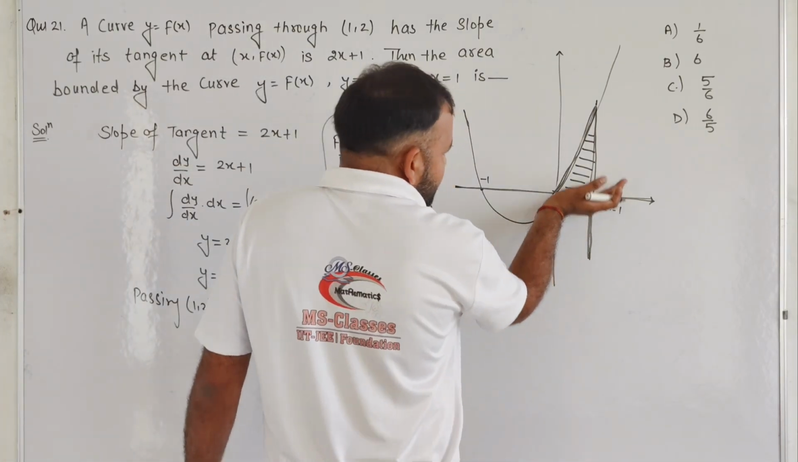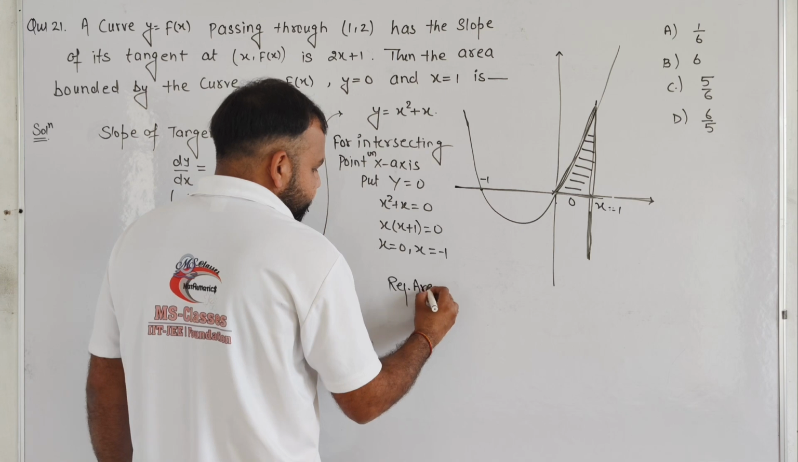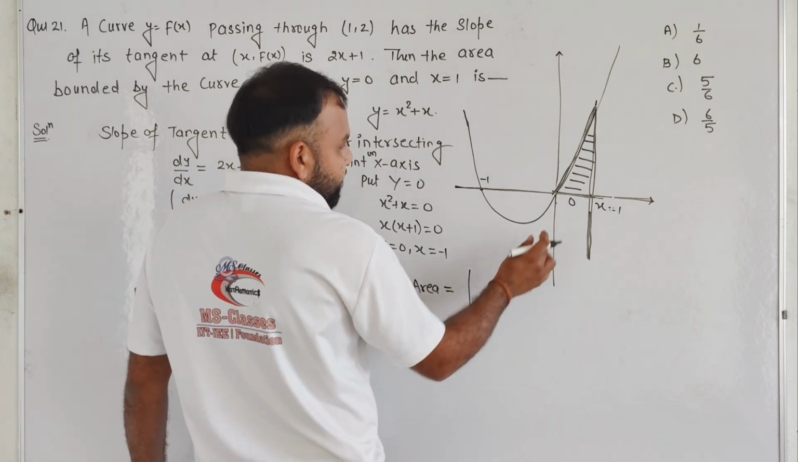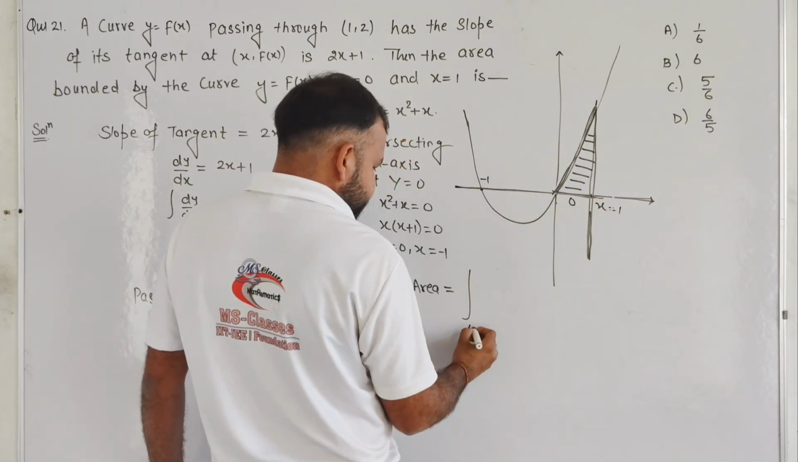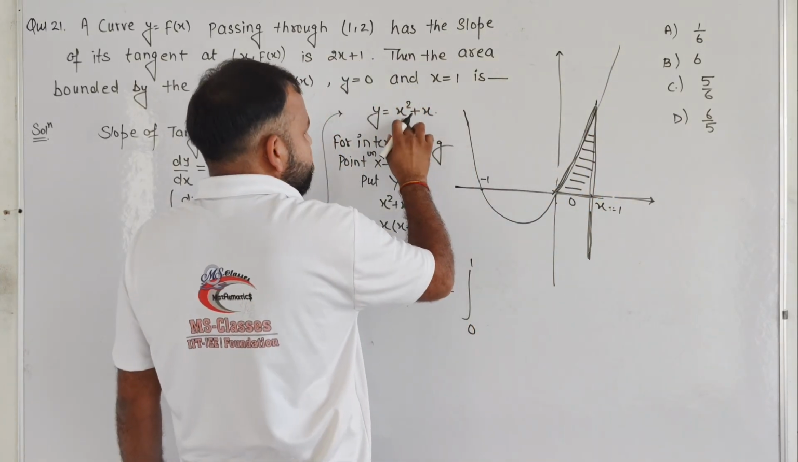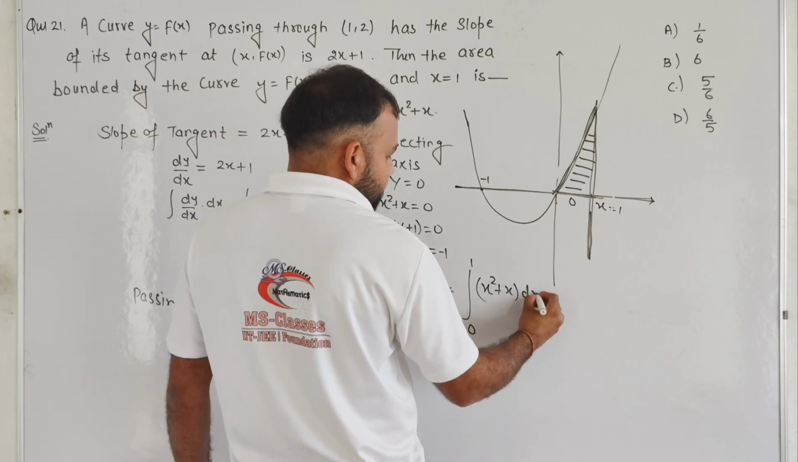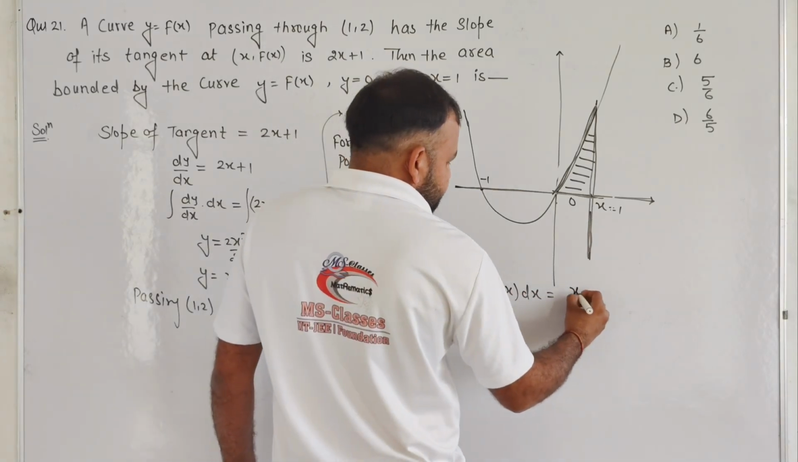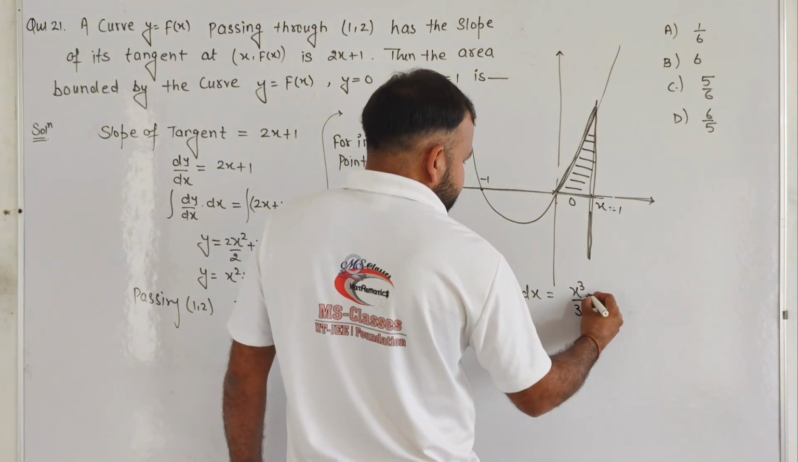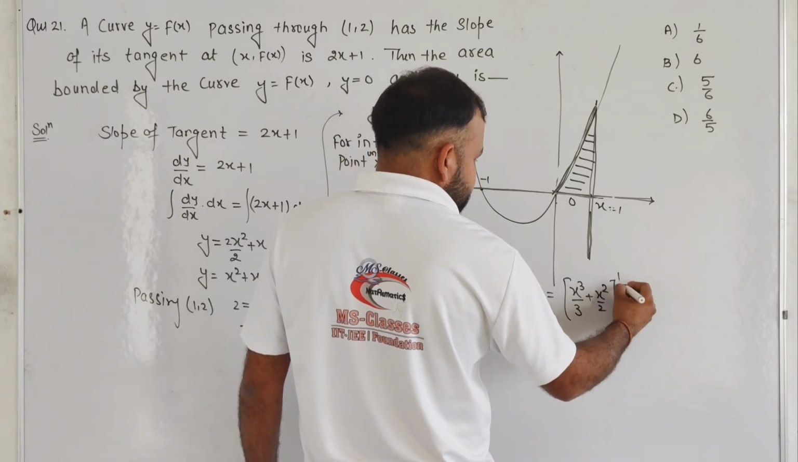Student, this area is above the x-axis, so our basically required area, you can integrate from 0 to 1 this curve. And this curve is basically x square plus x. I think you understood. And integration of this one, x cube by 3, x square by 2, and limit of that integration is basically 0 to 1.